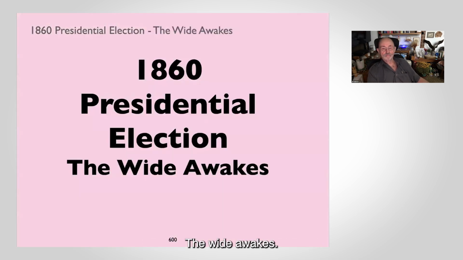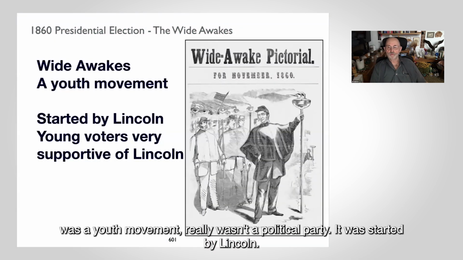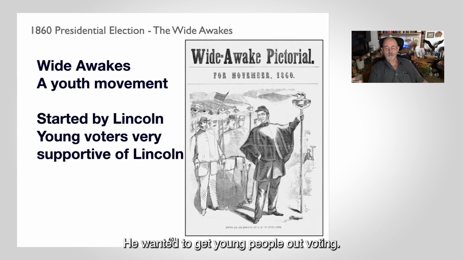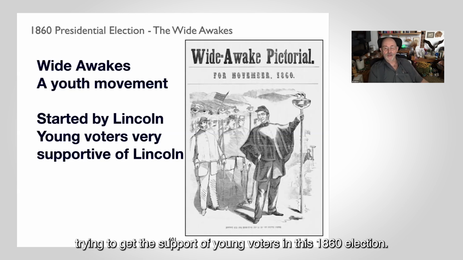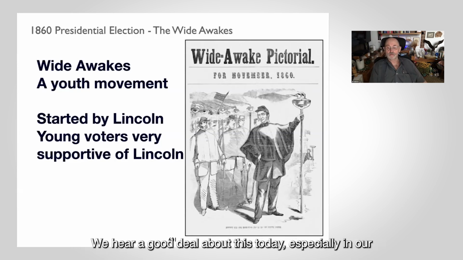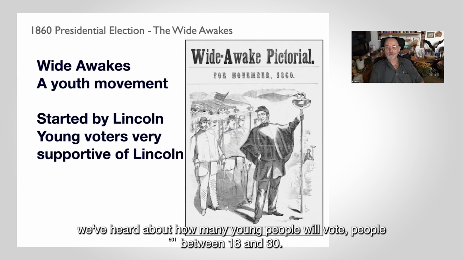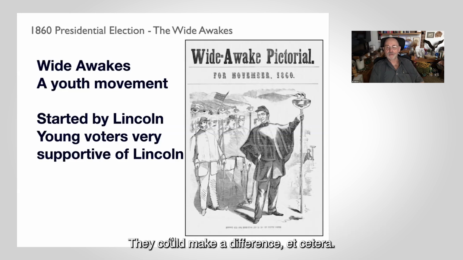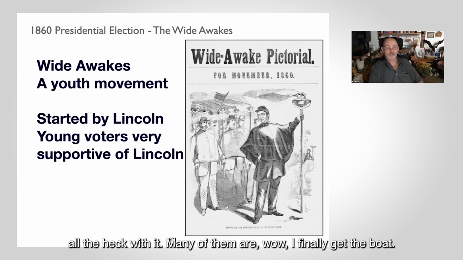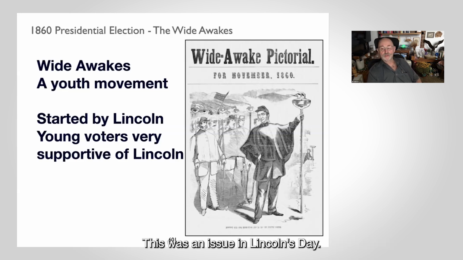The Wide Awakes Party was a youth movement, really wasn't a political party. It was started by Lincoln. He wanted to get young people out voting. Their voter status was very low. So Lincoln started a special campaign, put out a magazine trying to get the support of young voters in this 1860 election. We hear a good deal about this today, especially in this most recent election. We heard about how many young people will vote, people between 18 and 30, they could make a difference, etc. Many of them are, oh, the heck with it. Many of them are, wow, I finally get to vote, etc. This was an issue in Lincoln's day.